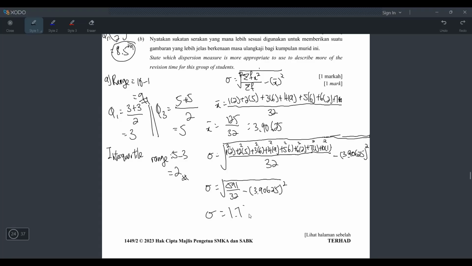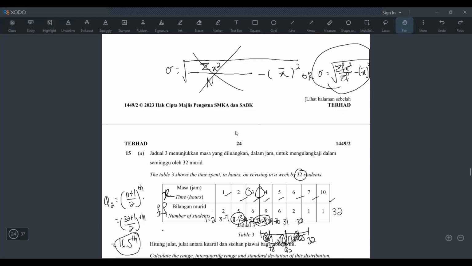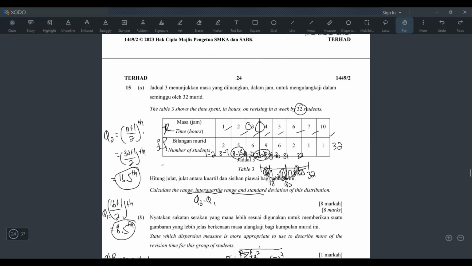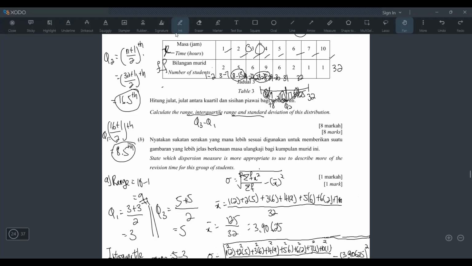1.7916, so 1.792. Usually we write 4 significant figures, right? So this is the answer. Now we still have B to do. We already did all this, but we still have B. What if they want variance? The variance formula is the same, just without the square root. Very straightforward. Let's continue.